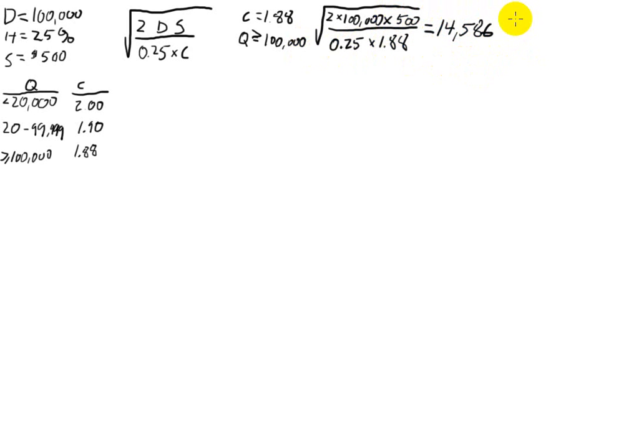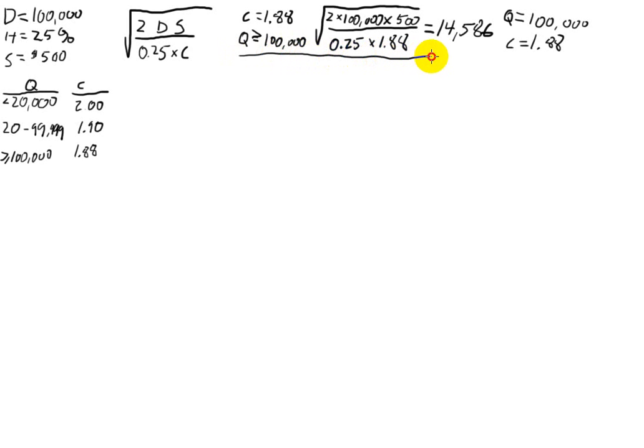So is that bigger than 100,000? No, I'm sorry, it is not. So we are going to figure out what our costs would be if we used an order size that would allow us to actually get this price of $1.88. According to our supplier, the only way we can get a price of $1.88 is to buy at least 100,000 at a time, so we can't buy the 14,586. That's not going to get us the price we're looking for. So we're going to have to look at an order size of 100,000, and we'll buy 100,000 at a time, and cost per unit will be $1.88.